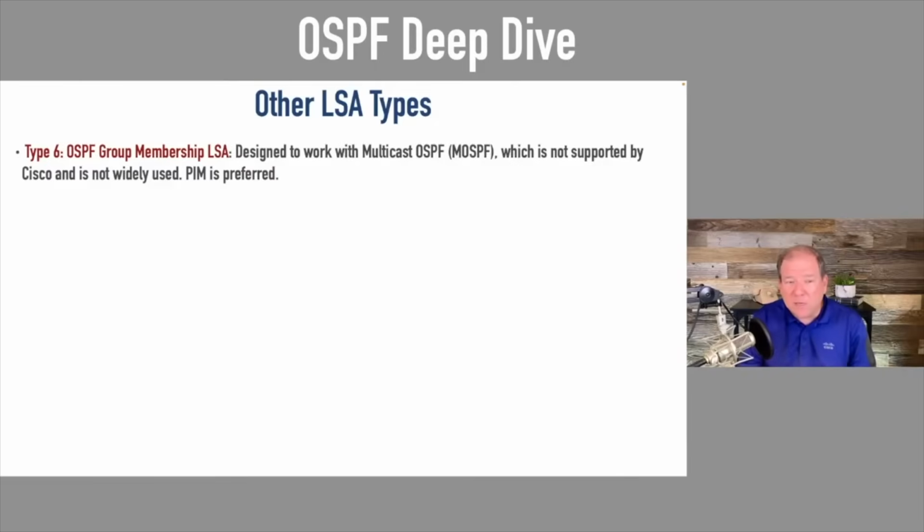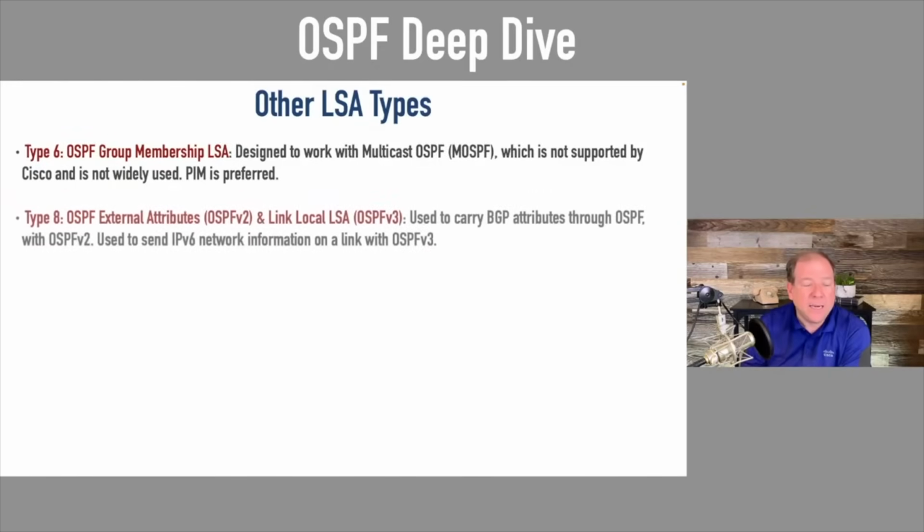So if you're running multicast, we're independent of the routing protocol. In other words, it could be OSPF, it could be EIGRP, it could be, perish the thought, RIP version 1. It's independent of your unicast routing protocol. So I doubt that you'll ever see a type 6. Now, you will see a type 8. Those show up with OSPF version 3 all the time.